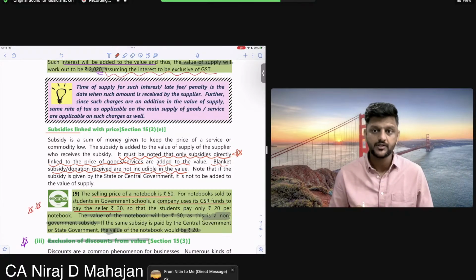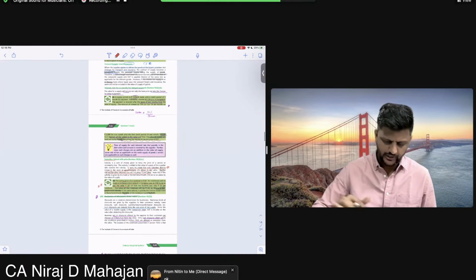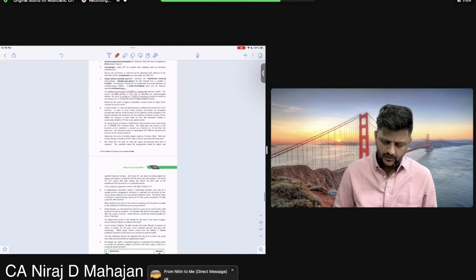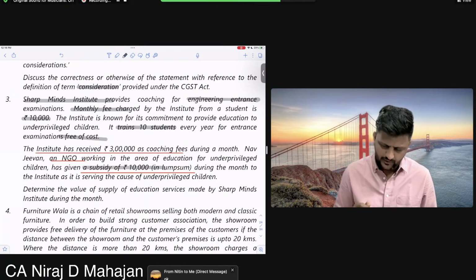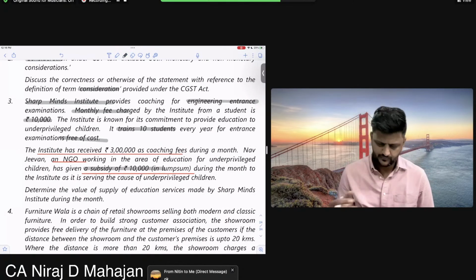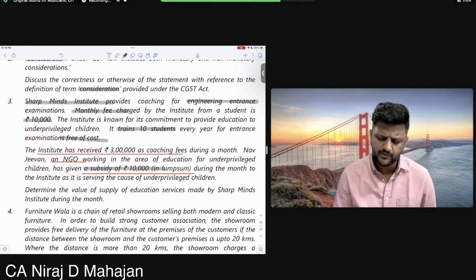Okay? Understood or not? Check. So here in the example, what is happening? A lump sum is given, subsidy of 3 lakhs, children, right? During the month to the institute as it is serving the cause of entrepreneurs. Determine the value of supply. So no effect, children.